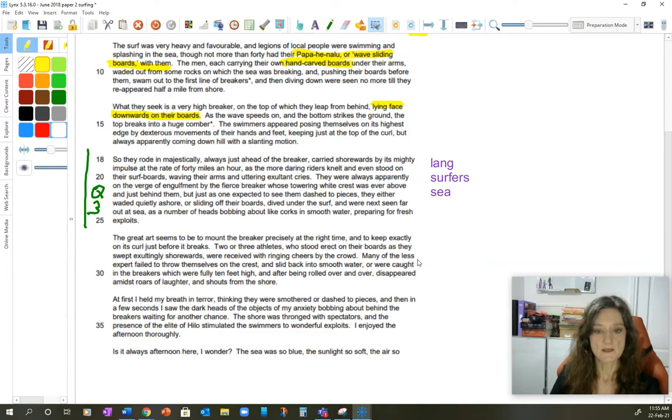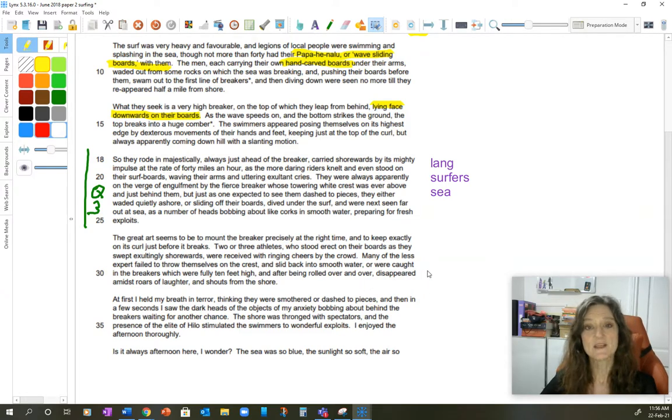The great art seems to be to mount the breaker precisely at the right time and to keep exactly on its curl just before it breaks. Two or three athletes who stood erect on their boards as they swept exultingly shorewards were received with ringing cheers by the crowd. Many of the less expert failed to throw themselves on the crest and slid back into the smooth water or were caught in the breakers, which were fully 10 feet high, and after being rolled over and over, disappeared amidst roars of laughter and shouts from the shore.